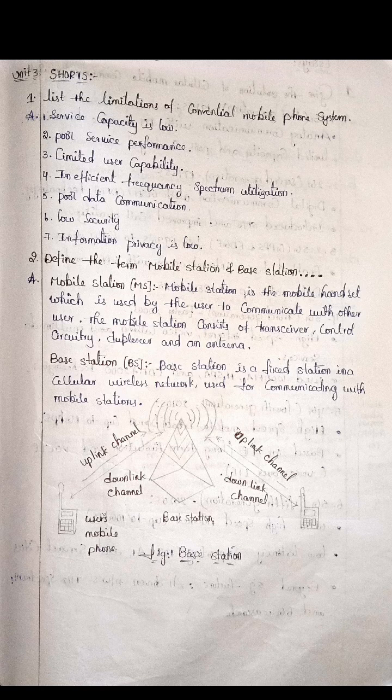Next is short questions. List the limitations of conventional mobile phone system. Service capacity is low, poor service performance, limited user capability, inefficient frequency spectrum utilization, poor data communication, low security, information privacy is low. These are the 7 limitations, and this can also be asked as a short answer question.